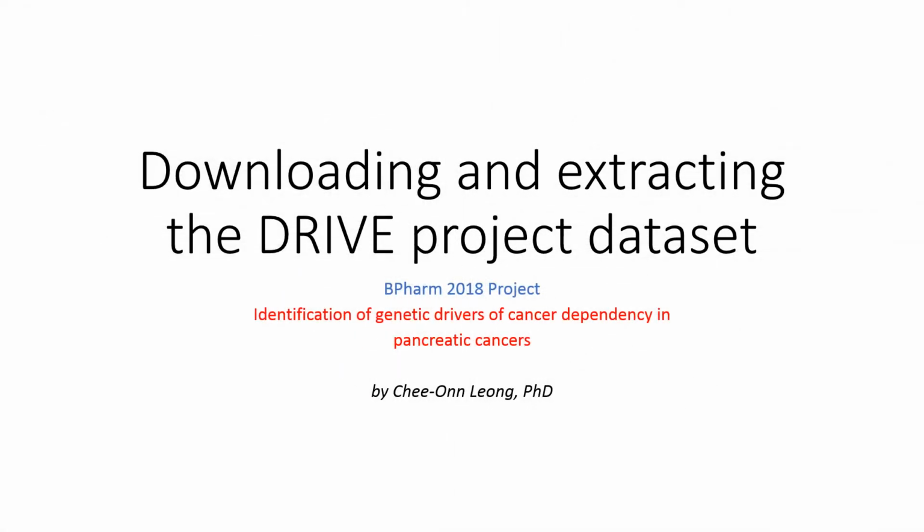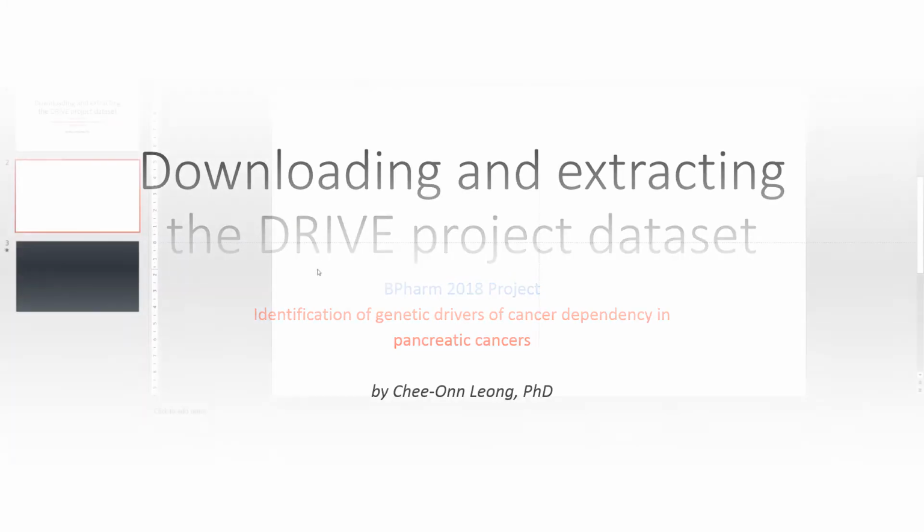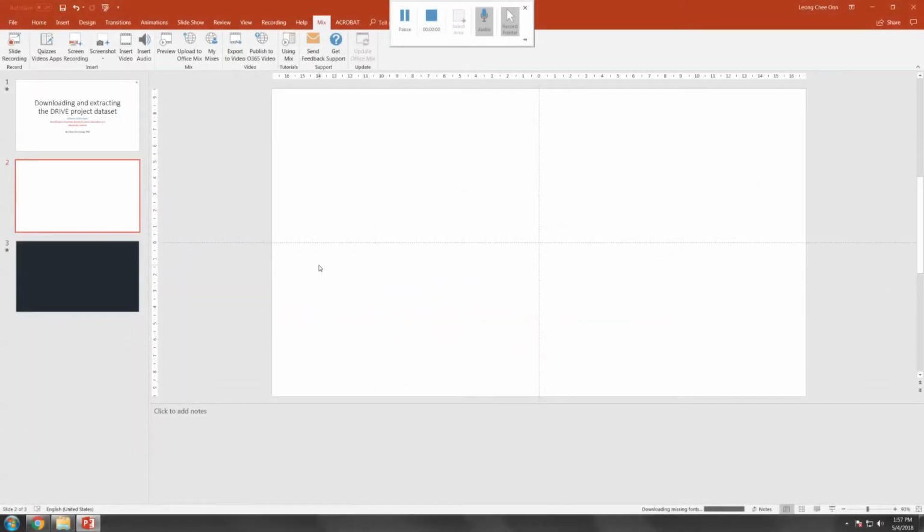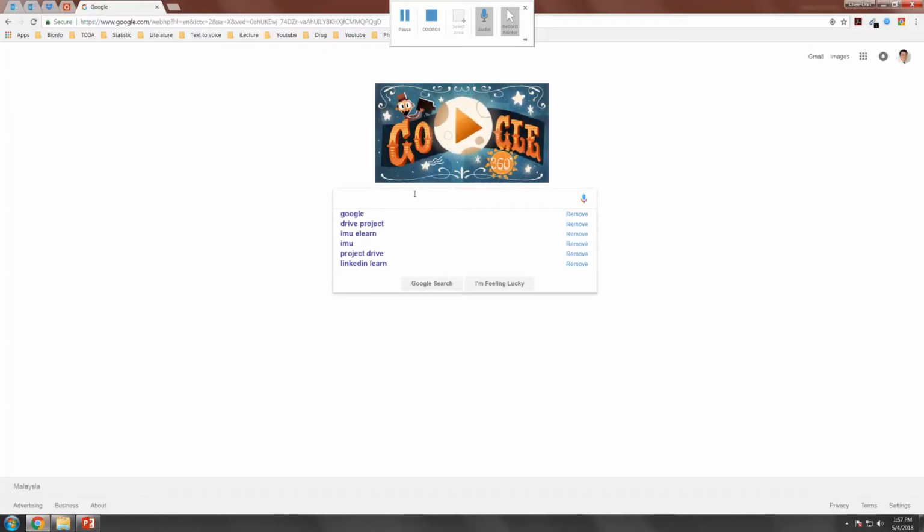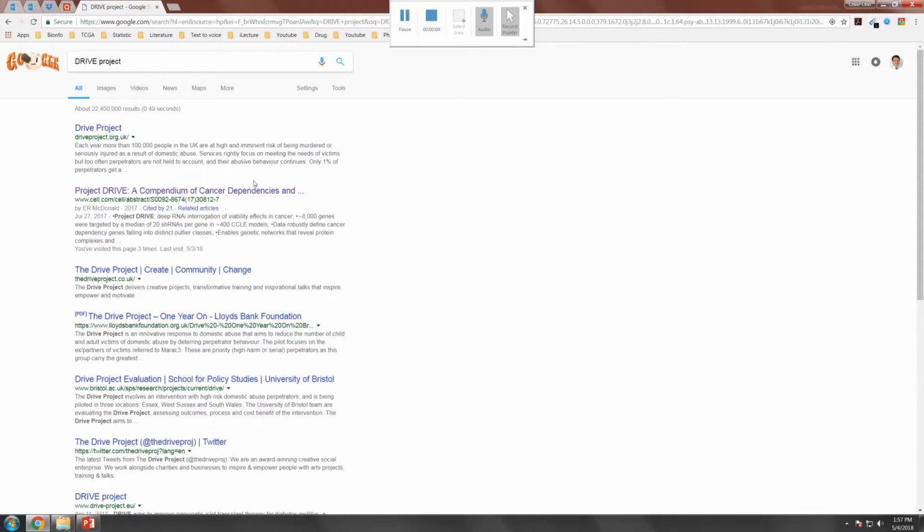Hi, in this exercise, I'm going to show you how to download and also extract the dataset from the Drive project database. So to start downloading the dataset, we are going to search for the Drive project paper that was published in Cell.